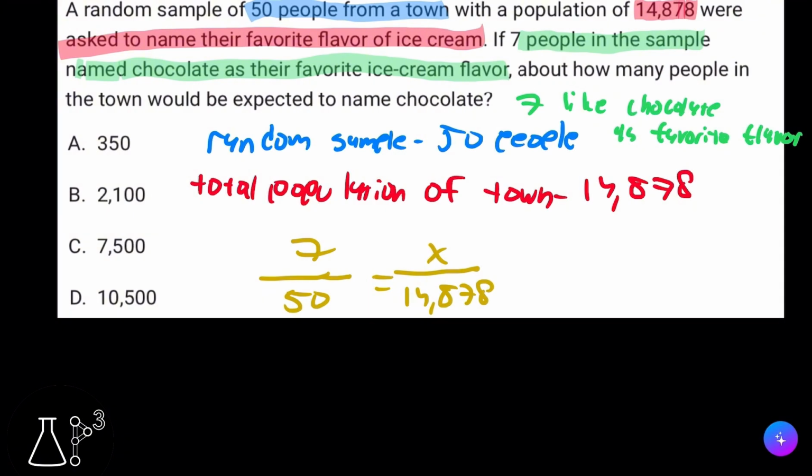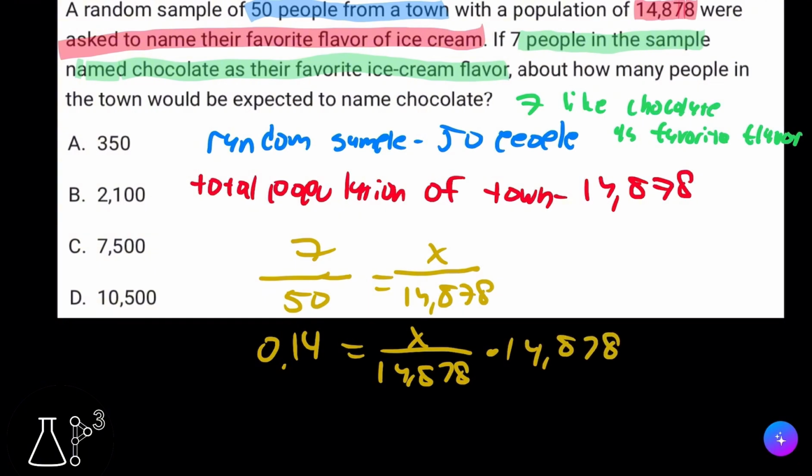So what can I do? What I can do is divide 7 divided by 50 to look for my decimal, and it's going to equal 0.14 or 14%. So this equation is going to be 0.14 equals x divided by 14,878. What I can do now is multiply 14,878 on both sides so I get x for myself, and I'm ultimately going to get my answer for x.